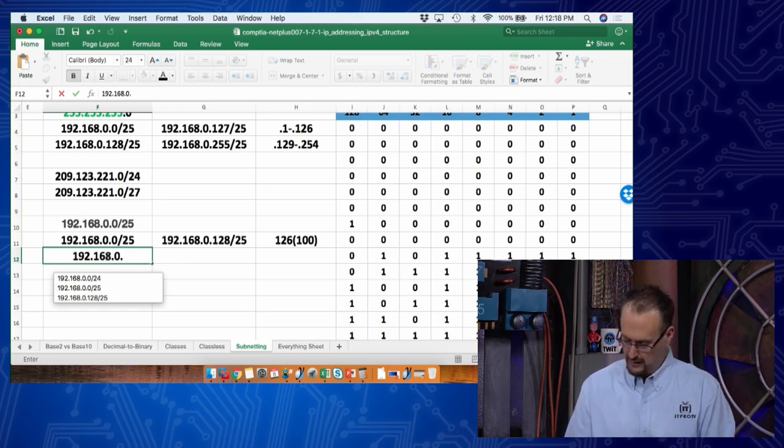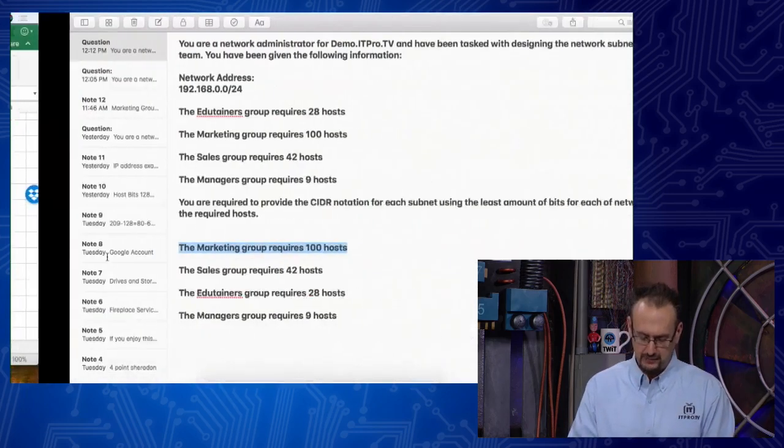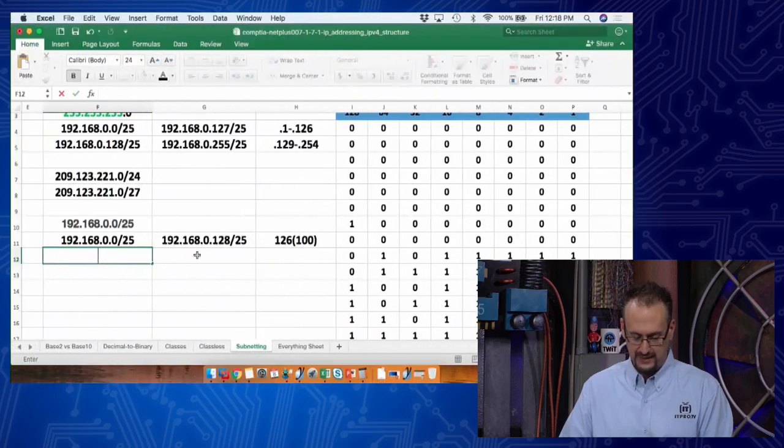Let's see here. So now, I tell you what, I'm getting ahead of myself, all right? So I've got my 100 hosts. Let's switch back over, all right? Notice we got our 100 hosts. Well, what is the next address that I want to give? Well, I can't give out the network of 128, right? Because that's part of this subnet mask, right?